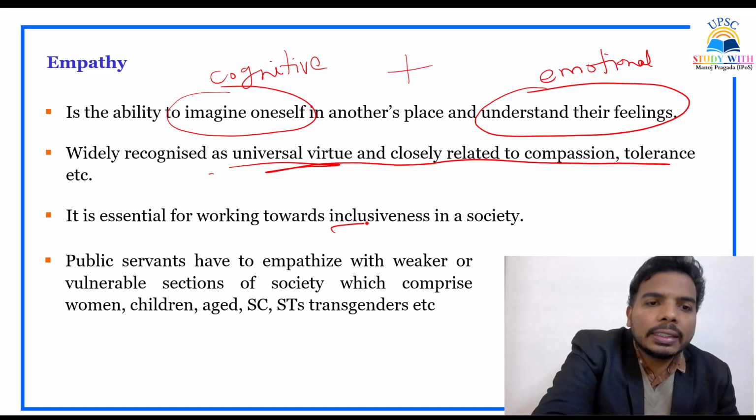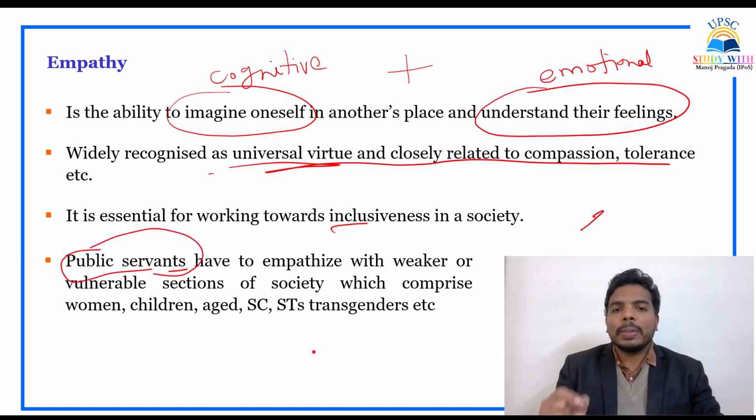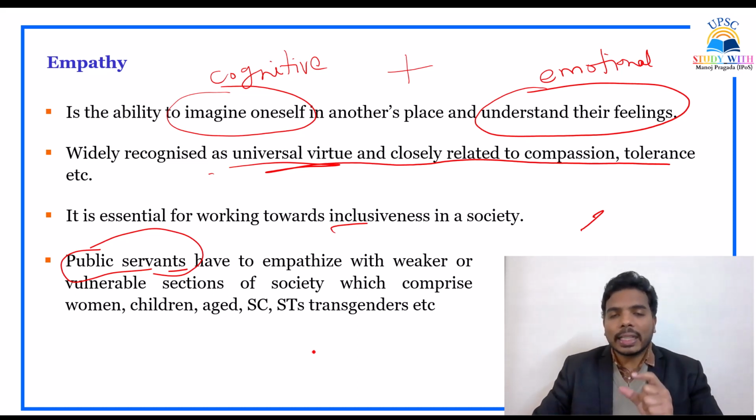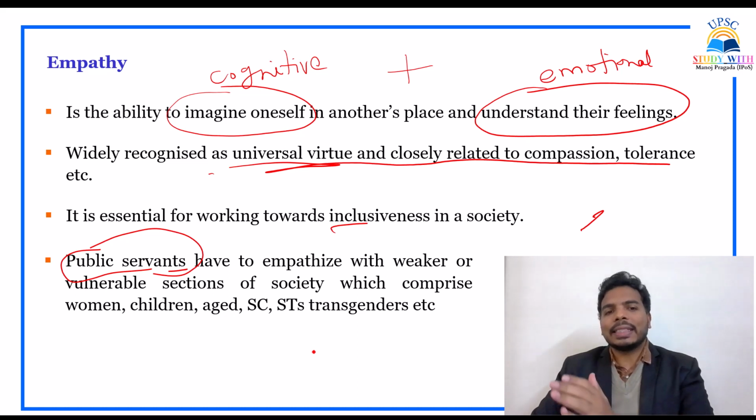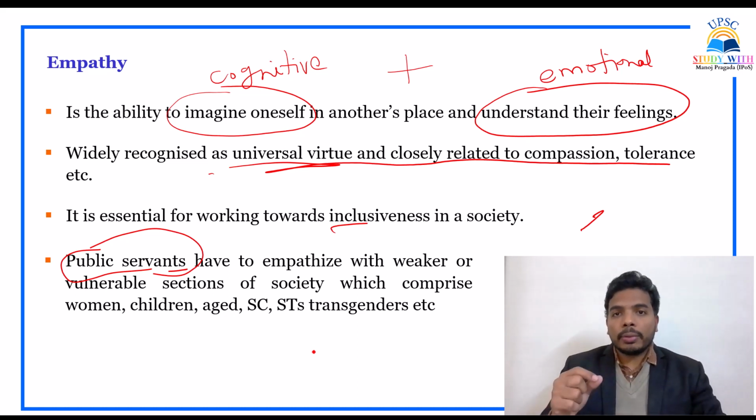Coming to public servants, they have to empathize with weaker or vulnerable sections of the society. Who are those weaker or vulnerable sections of the society? I have mentioned women, children, old age people, scheduled castes, scheduled tribes, transgenders, etc. As a public servant, as a DM or SP of a district, you have to empathize with them. You should have the ability to imagine yourself in their place, in their situation, and understand their feelings or emotions.